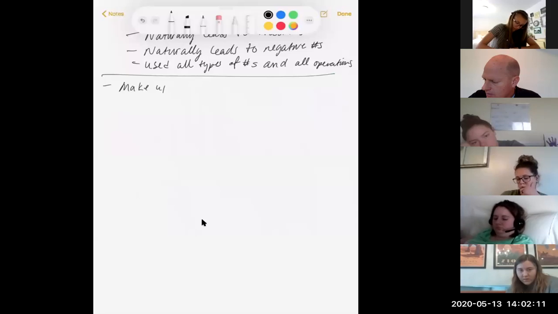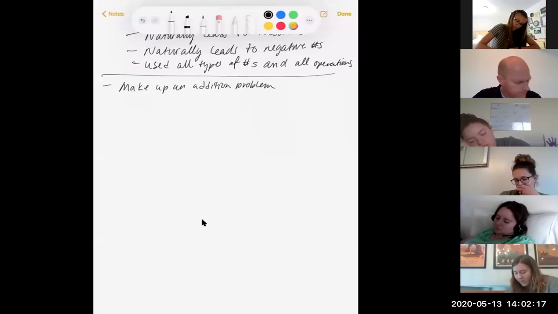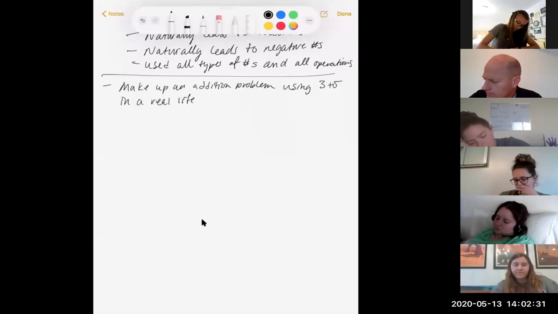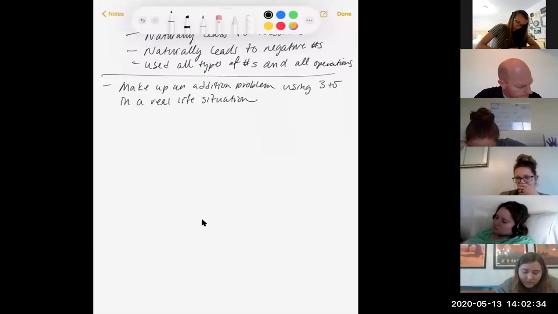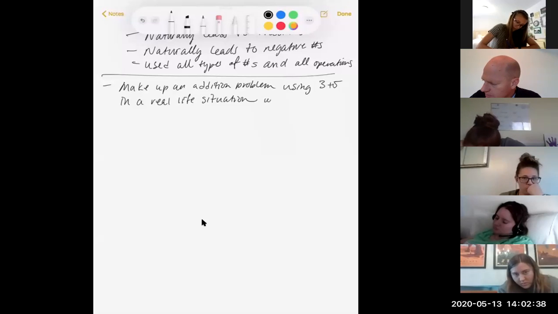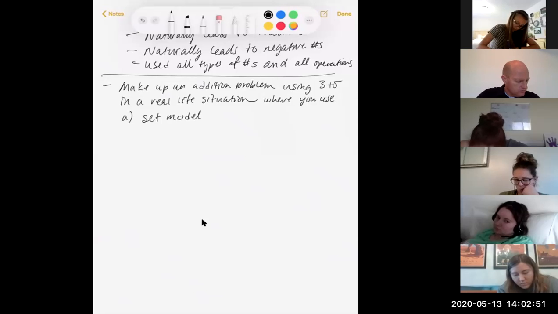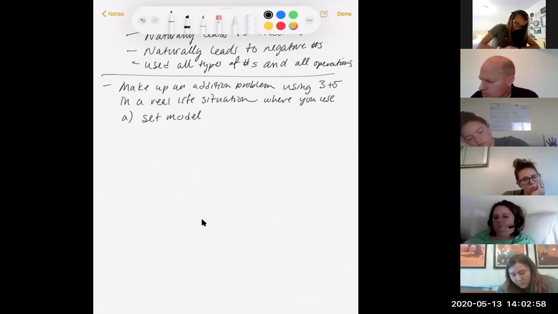So here are the directions. Make up an addition problem using 3 plus 5 in a real life situation. Part A will be a set model to model it. I want you in your notebooks to think of the situation, and then draw a picture to illustrate the solution.